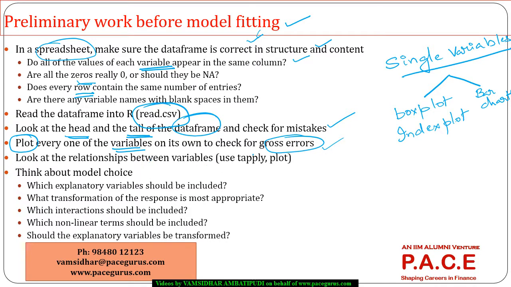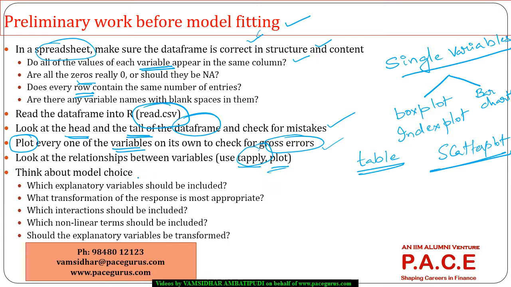Then you can take two variables at a time. You can use the relationships between the variables, where if they are categorical data, you can do a two-dimensional kind of tables, or you can find different functions across the table using the tapply kind of a function, or you can use a plot function to come out with scatter plot matrices, etc., to understand the relationships between two continuous variables as well.